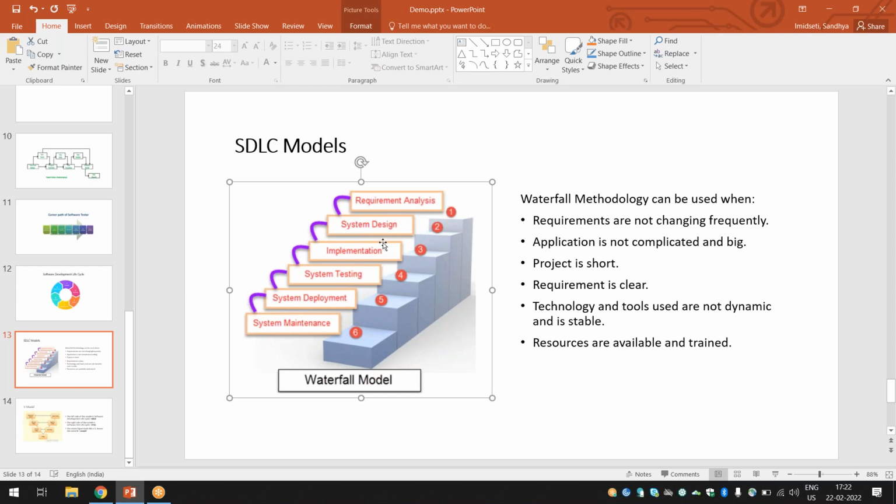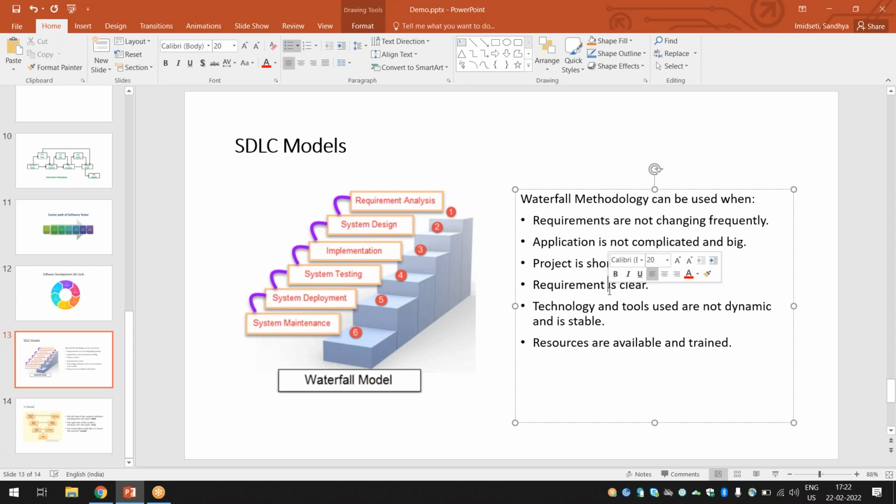So as the series of activities are happening one after the other, that's the reason we can call this the waterfall model. And this is well suited for projects where the requirements are not changing frequently, the application is very simple and not very critical, the project deadlines are very short, the requirements are very clear, the technology and tools are stable and not dynamic, and the resources are available and trained. Only then will we go with the waterfall model.